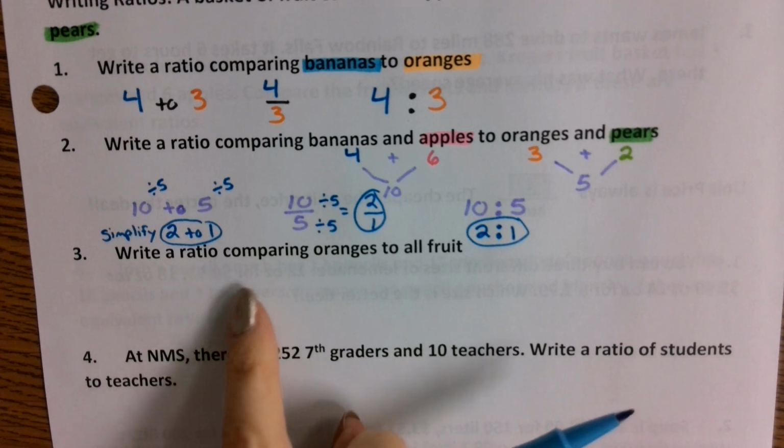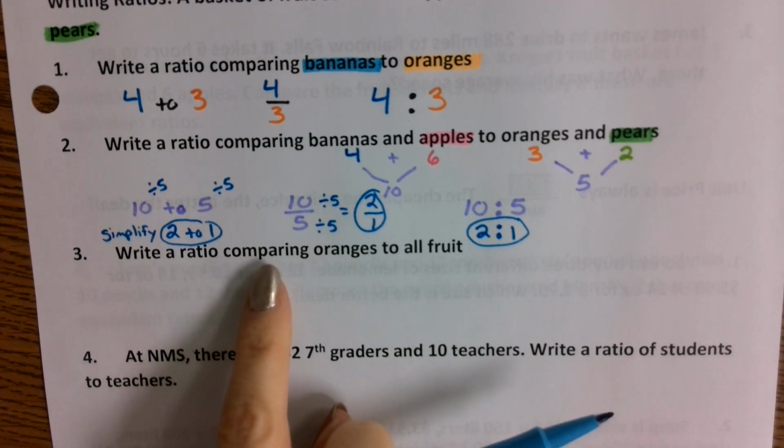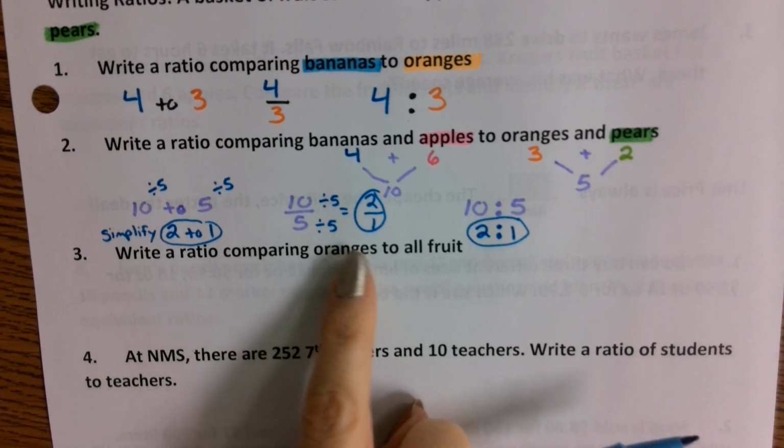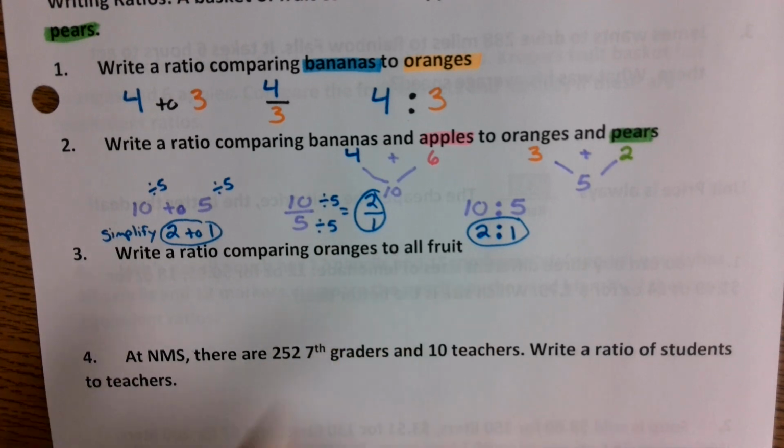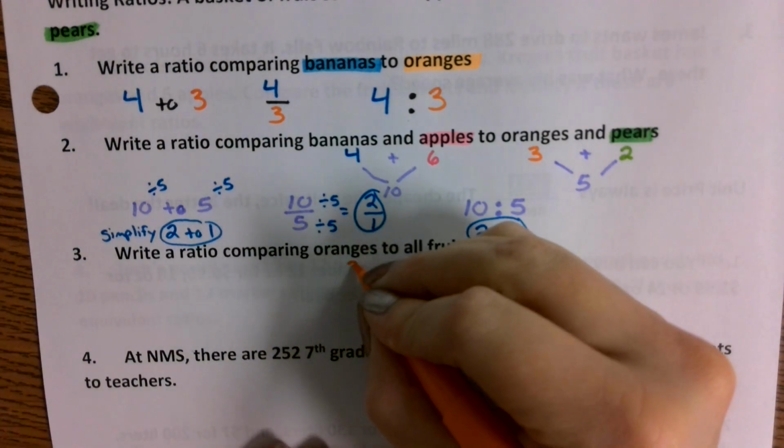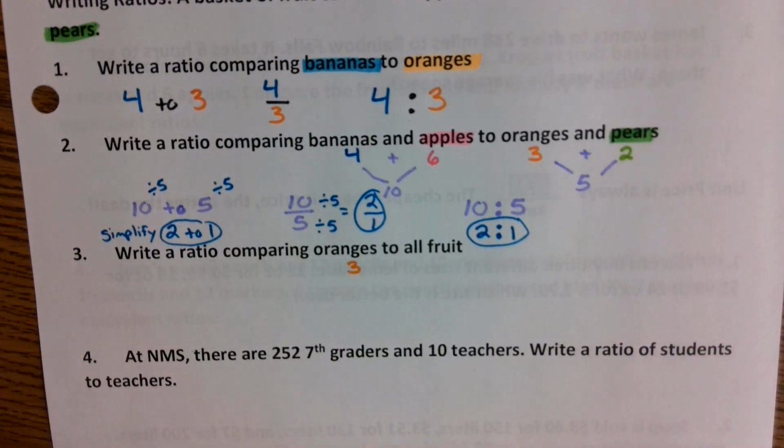Okay, for problem number 3, we're going to write a ratio that's comparing oranges to all of the fruit. Oranges to all of the fruit. How many oranges were there? 3. There were 3 oranges. What about, how many was all the fruit? How do I figure that out?